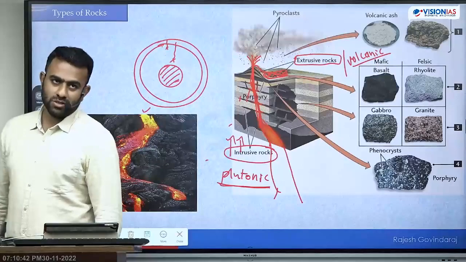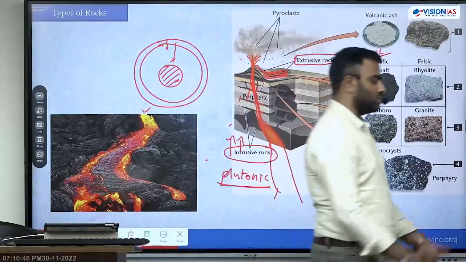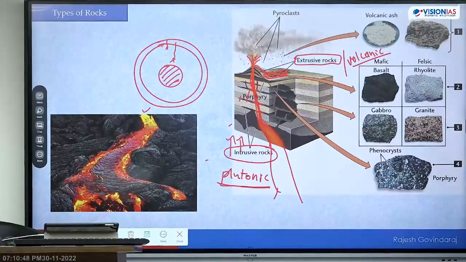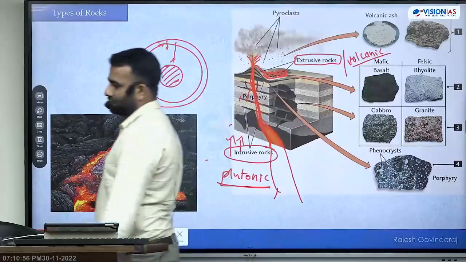So igneous rocks are of two types: intrusive igneous rocks and extrusive igneous rocks. Both are formed from the cooling of magma. Depending upon the location where exactly it is cooling, we have these two types.